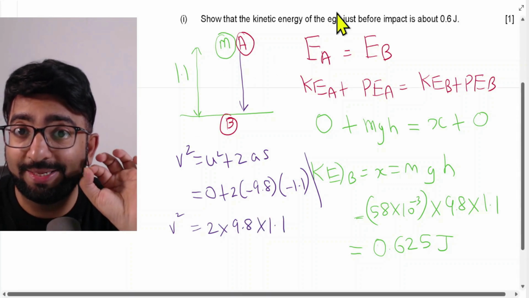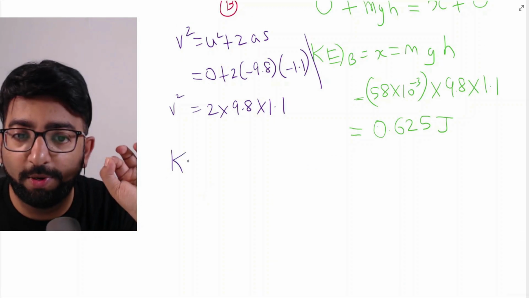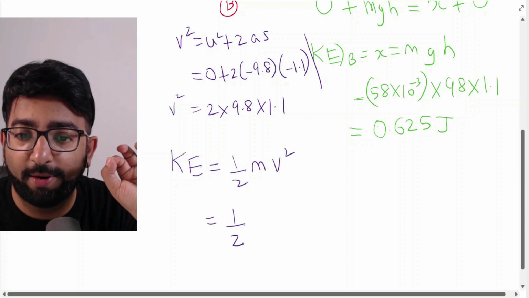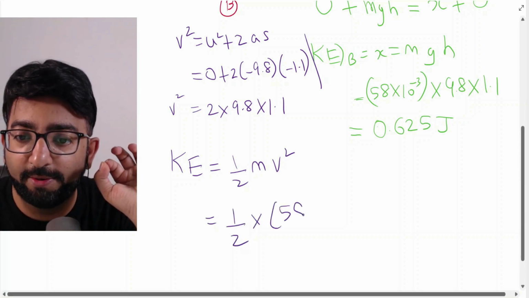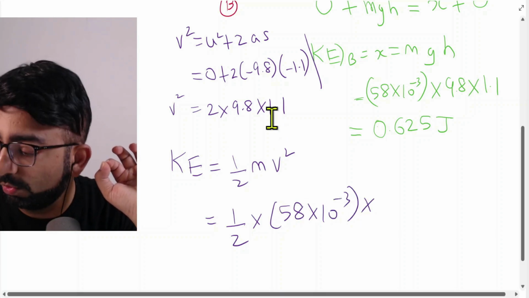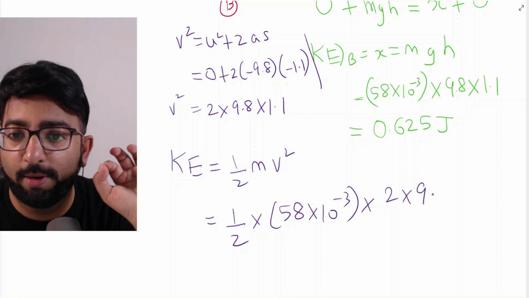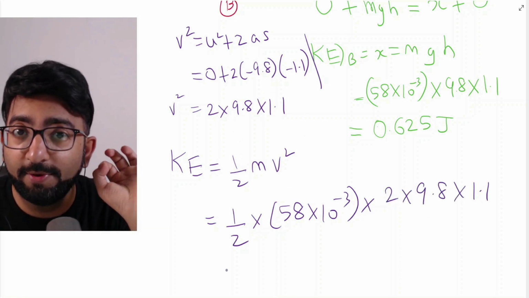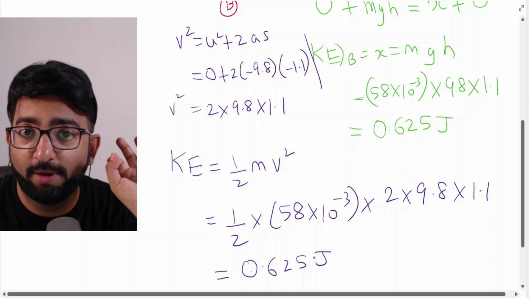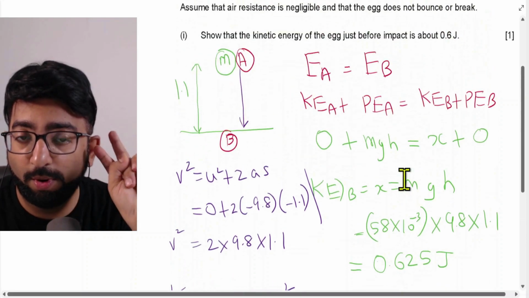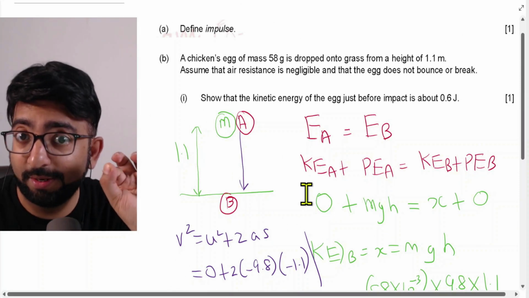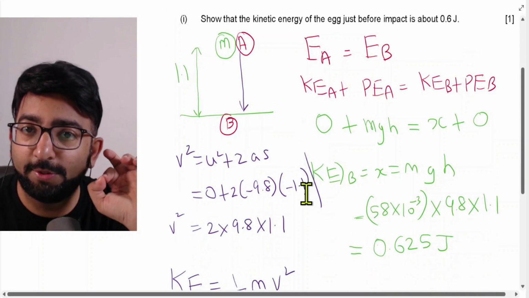Now, since we have to figure out the kinetic energy, we have the formula for kinetic energy as half mv squared, which we can write as half into mass, 58 grams, which you need to convert into kilograms, multiplied by the value of v squared, which was 2 into 9.8 into 1.1. If we simplify this expression, we will get 0.625 joules as the answer, which is the same as we got in method number one. So there are two methods to solve this question. Law of energy conservation, which is the faster and easier method, and method 2 is the Stewart equation.